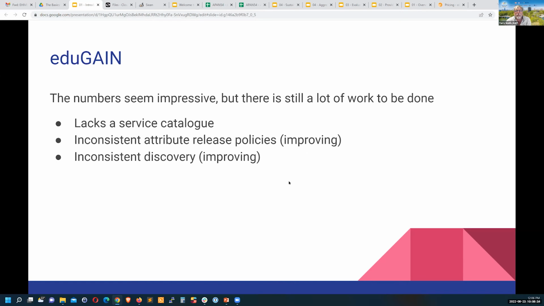There's still a few things that need to be done. It still lacks a service catalogue, and I keep banging on about this to the EduGain folks. So we really need a nice service catalogue. There's inconsistent attribute release policies, but that's improving, and there's inconsistent discovery, which is trying to find your organisation to log into, and again, that's improving over time.